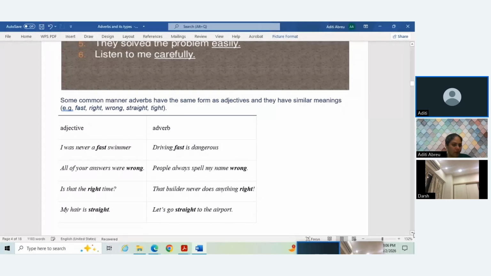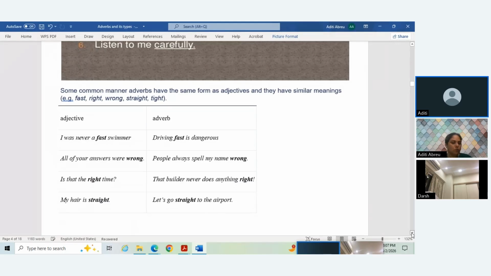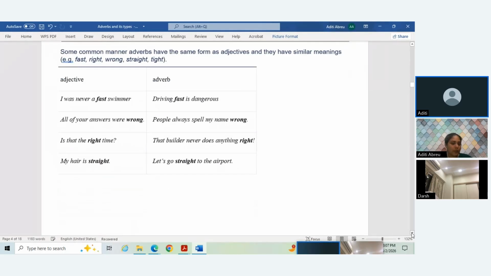Whereas people always spell my name wrong. Okay, here the wrong describes the spelling. Spell my name. So here the wrong is about the spelling and not about the noun. Clear? So some words can be both adjectives and adverbs. You have to see where it is used. If it is used to describe a noun, then it will always be an adjective.